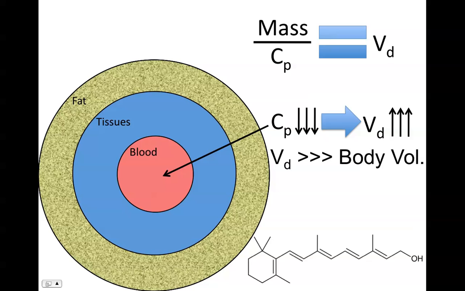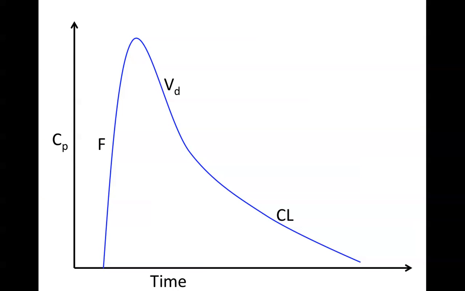So if you get a volume of distribution, say 1,000 liters, there's no human that's 1,000 liters. That's not telling you that the drug is distributed over 1,000 liters. It's telling you that the drug is confined to fat, and when you measure the plasma concentration, it's pretty much nil. So that was volume of distribution.